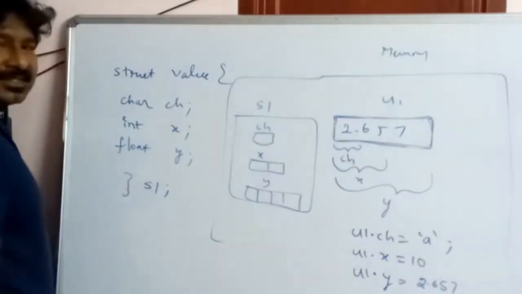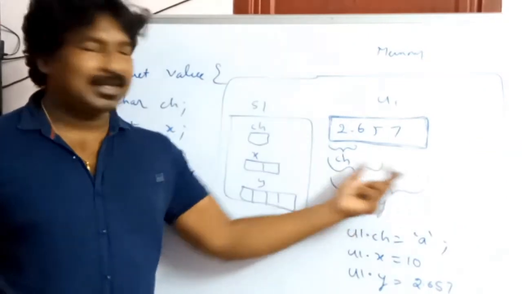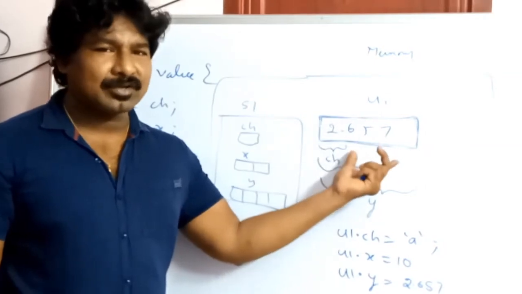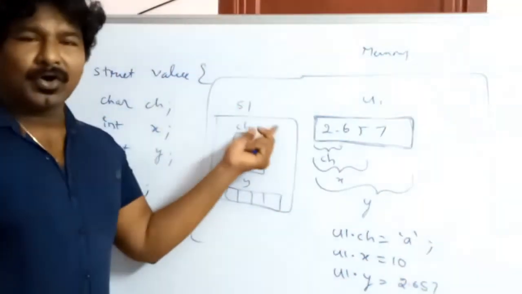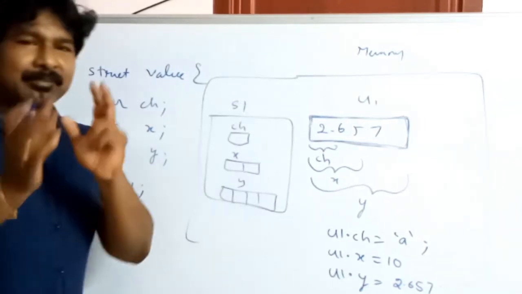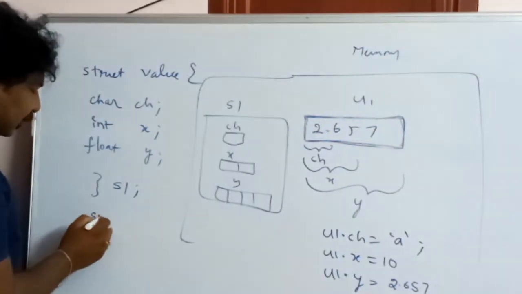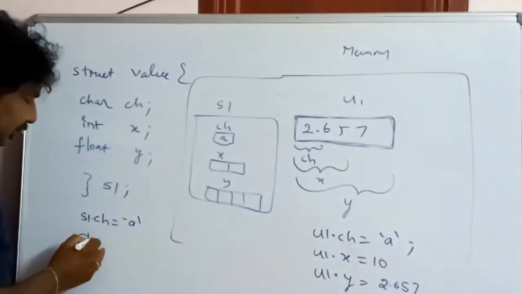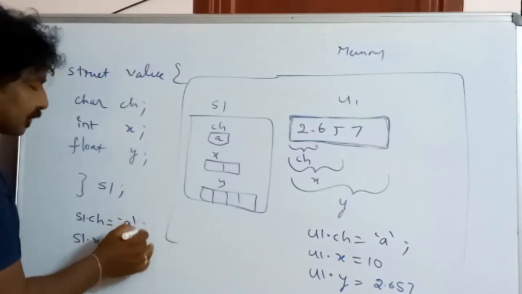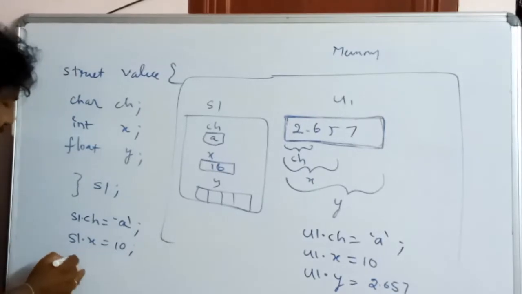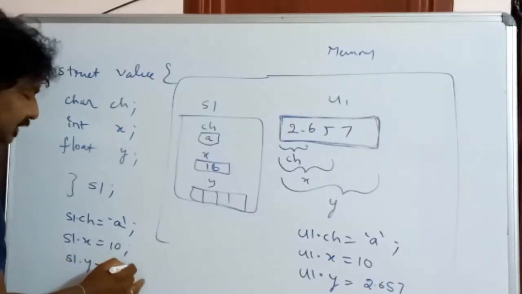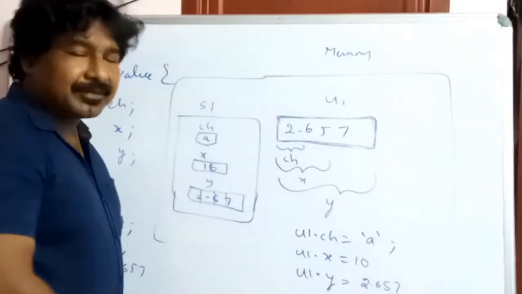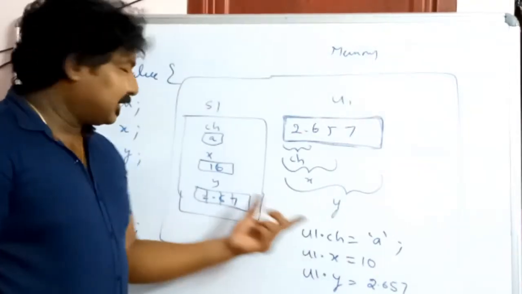Clearly you can see here the difference between the union variable and structure variable. For the union variable, only the largest member's space is allocated, but for the structure, all the 3 members will get their share of memory. So when you store s1.ch equals a, a is stored here. When I say s1.x equals 10, 10 will be stored here. When I say s1.y equals 2.657, 2.657 will be stored in this.